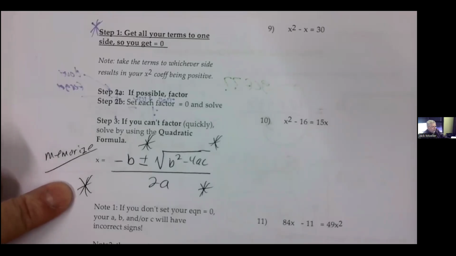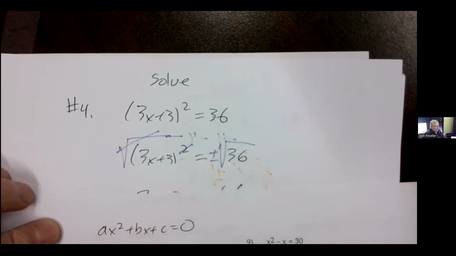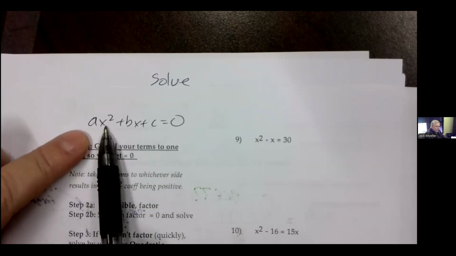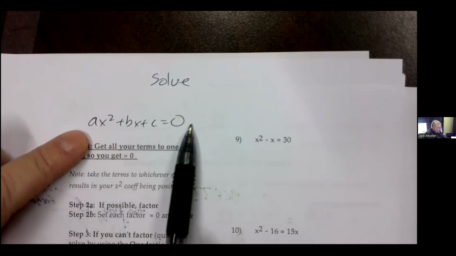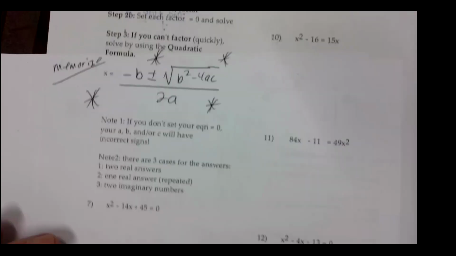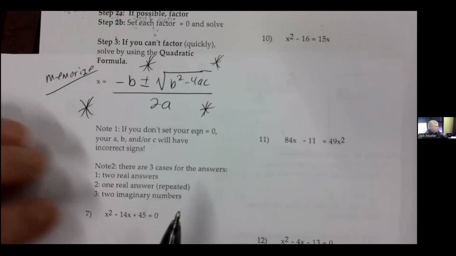And what are the a, the b, and the c? Well, remember the generic quadratic equation that we're solving is ax squared plus bx plus c equals 0. So a is the coefficient on the x squared, b is the coefficient on the x, and c is the constant, as long as it's equal to 0. So that's where the a, the b, and the c are coming from in the formula.